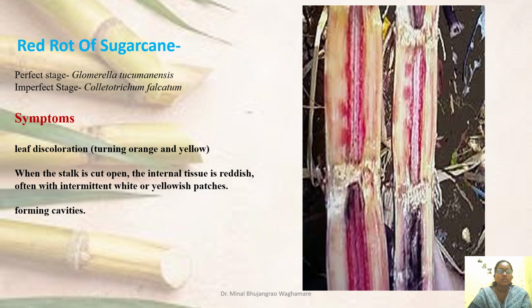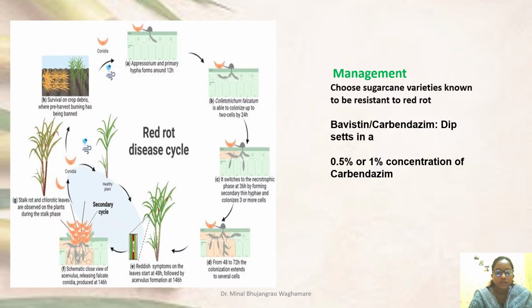Coming to their symptoms, we will see the leaf discoloration, where leaves completely convert into orange and yellowish color and ultimately lead to drying. And when we cut the stalk, we can see the internal tissue is completely reddish in color and also shows some intermittent whitish and yellowish patches. We can see here like this, and this internal reddish tissue converts to cavities and ultimately leads to yield losses.